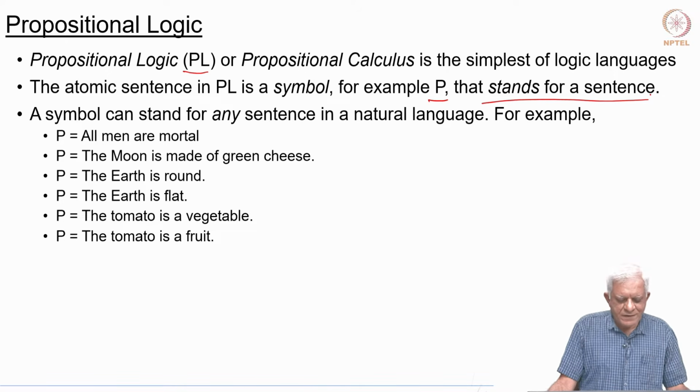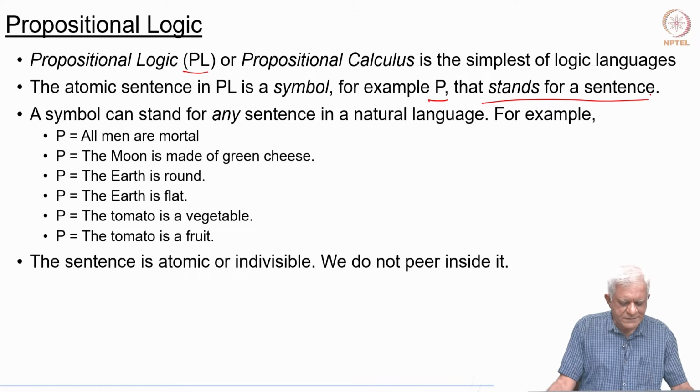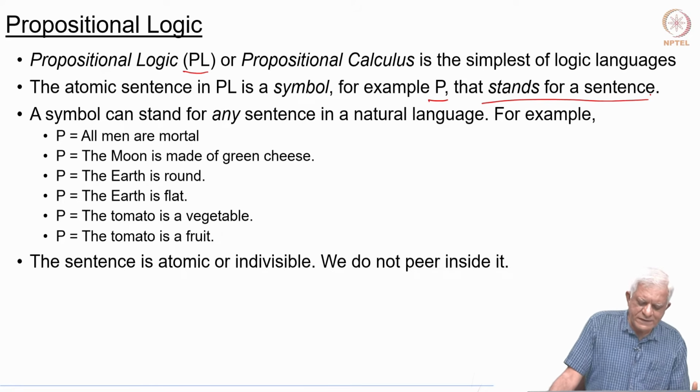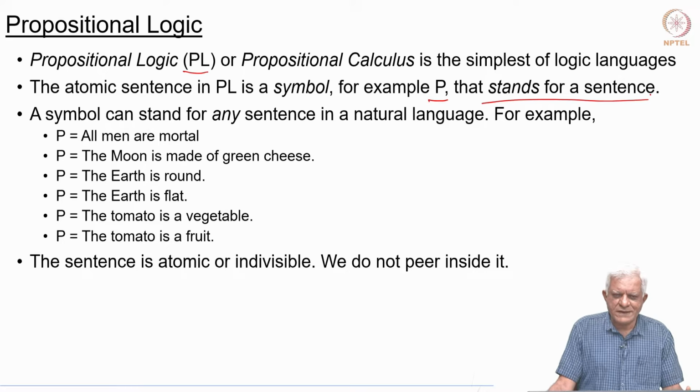Okay. You may think of the tomato as a vegetable because you put it in, let us say, making sambar or something like that, but you can also think of it as a fruit, because nobody stops you from just chopping it and eating it. So, it is up to you, but these are sentences essentially, and the truth value of course will have to be defined. The sentence is atomic or indivisible. We do not look inside the sentence.